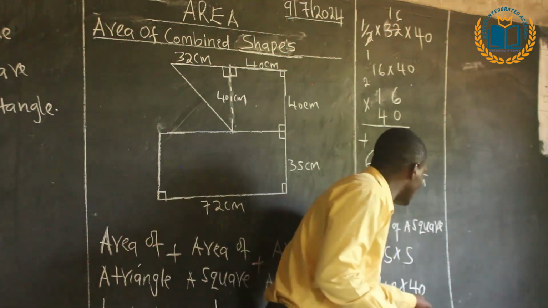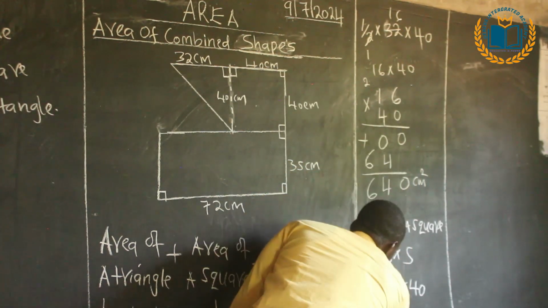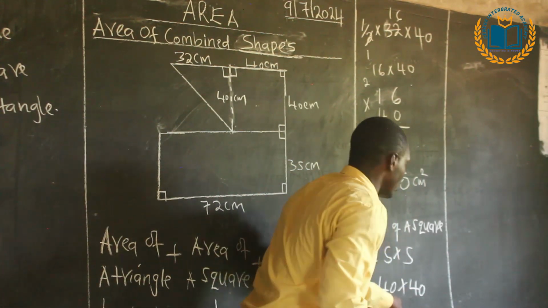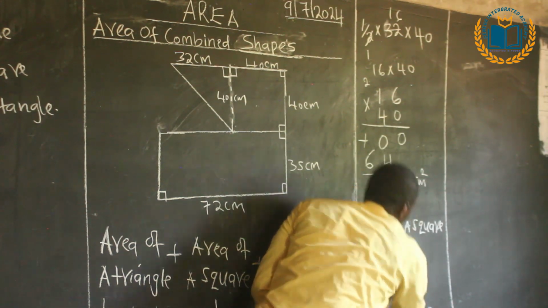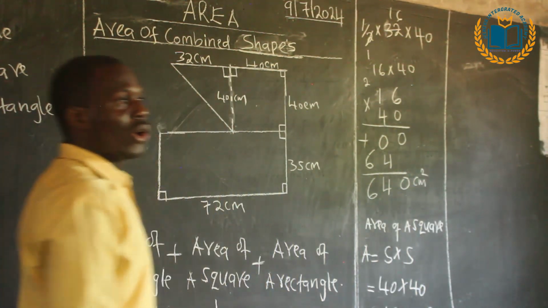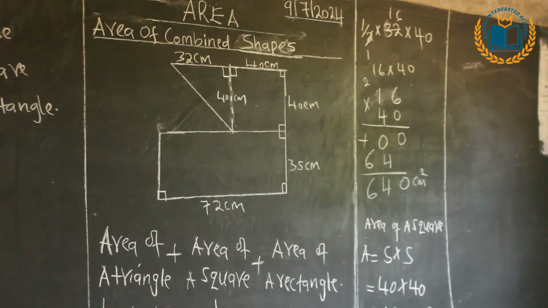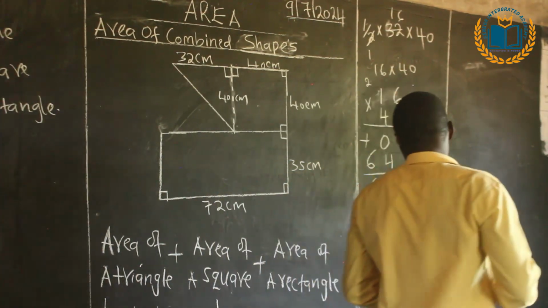So we take 4 times 4. What do we get? 16. Then put the 2 zeros. 1,600 centimeters square. So that gives you the area of a square.